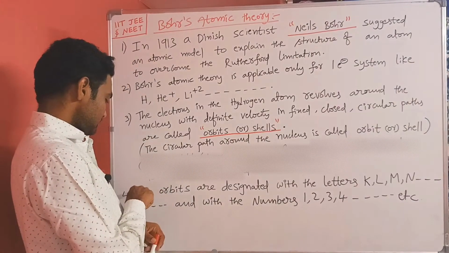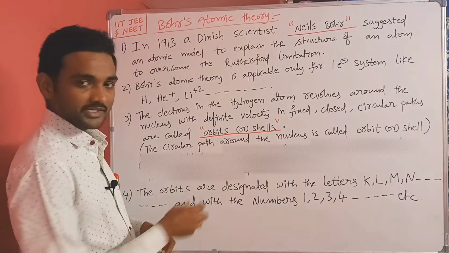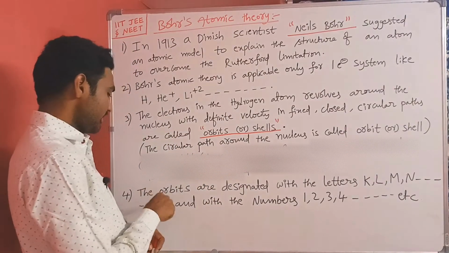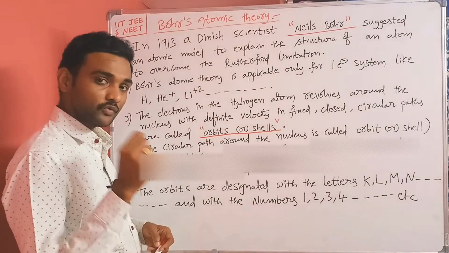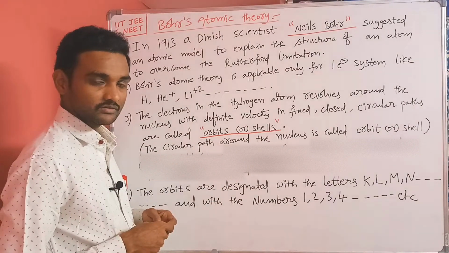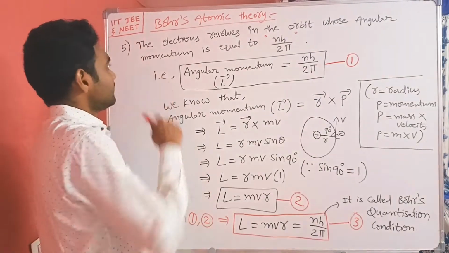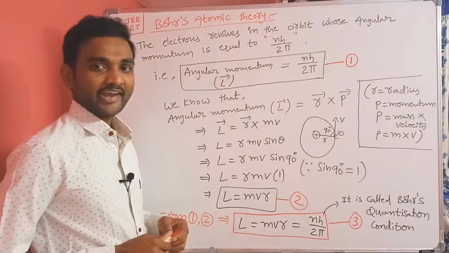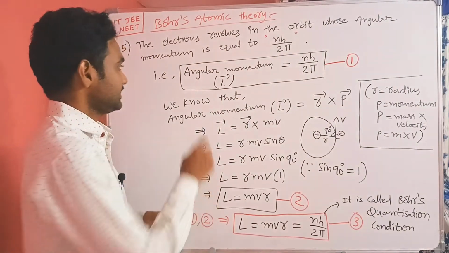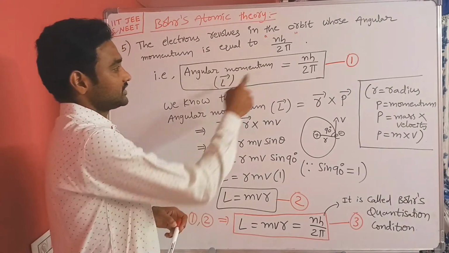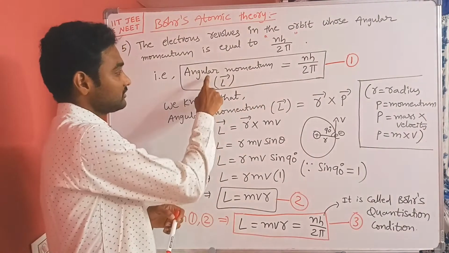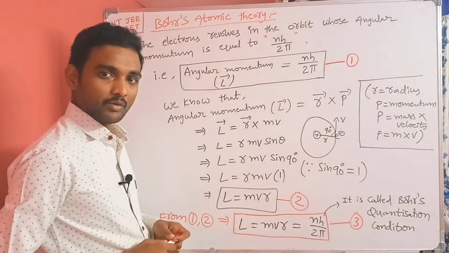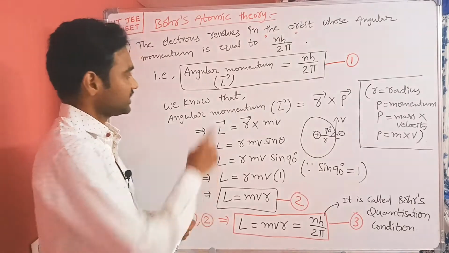Next, the orbits are designated, in the sense represented, with the letters K, L, M, N and so on, and with the numbers 1, 2, 3, 4 and so on. Have you understood? The next point is that electrons revolve in the orbit whose angular momentum is equal to nh by 2 pi. Angular momentum is a vector quantity, in the sense it has both magnitude and direction.